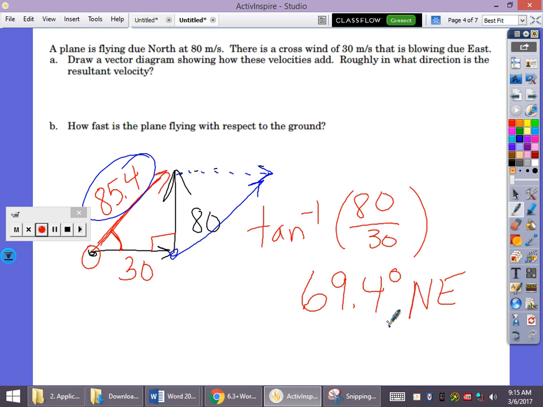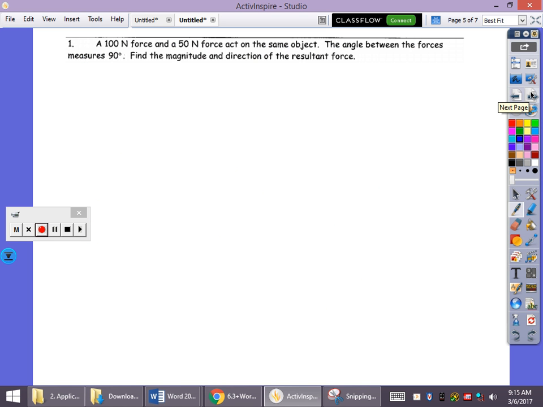87. Okay, we'll just have to double check and see what you typed in your calculator and make sure you didn't hit like a 31 instead of a 30. Okay, we'll double check. Yes? Okay, moving on. All right, so new paper that I put out on your desk.